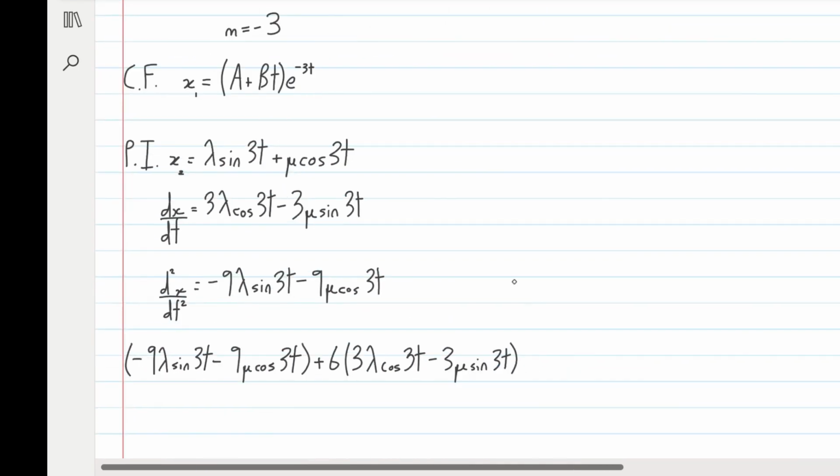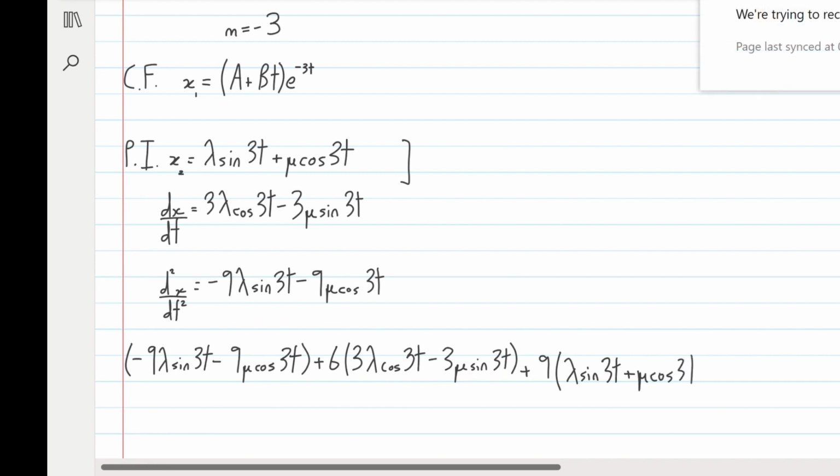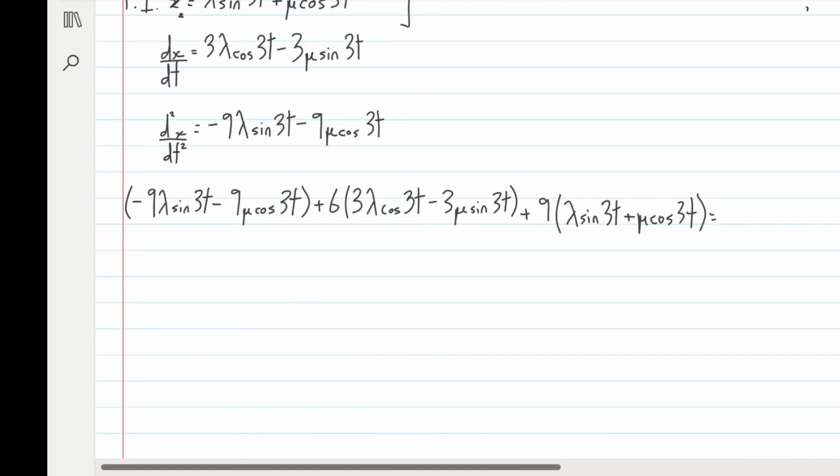So the plus 9, and then the x. We're looking at the particular integral here, so we're just going to leave this bit out for now. So we're going to have the 9, open brackets, sorry, we're going to have just the lambda sine 3t plus mu cos 3t, and that is going to be all equal to cosine 3t.